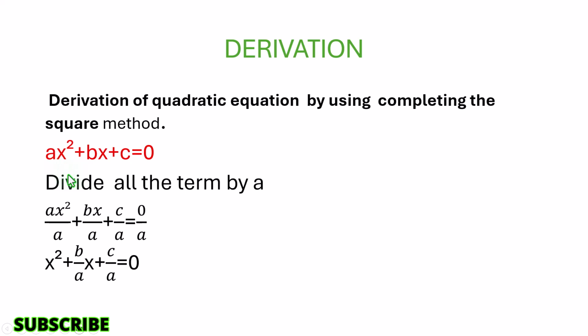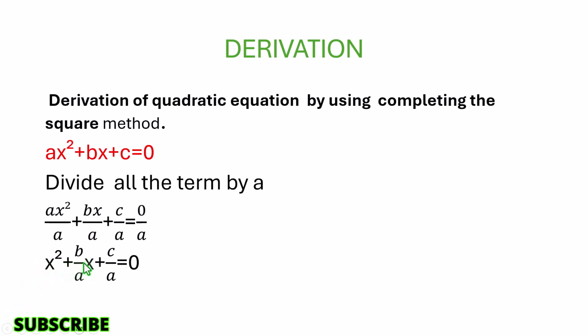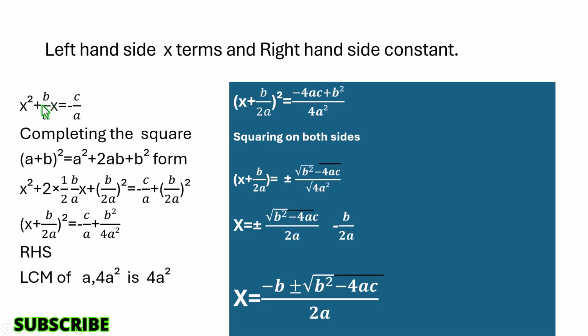First step, divide all the terms by a. Ax square by a, bx by a, c by a is equal to 0 by a, so a cancels, and we get x square plus b by a x plus c by a is equal to 0. Next step, keep the x terms on the left hand side and the constant only on the right hand side. So on the left hand side keep the first two terms, and the right hand side is the constant term: x square plus b by a x is equal to minus c by a.